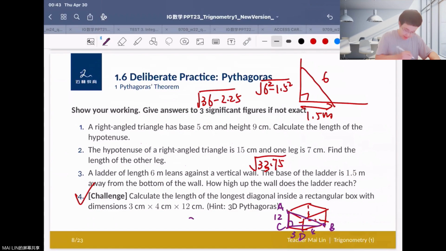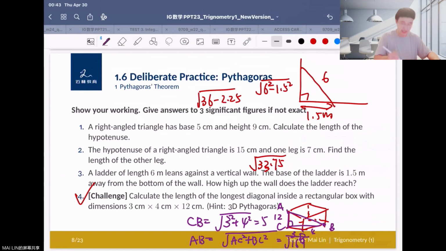The length CB is square root of 3 squared plus 4 squared, which equals 5. The length of AB is square root of AC squared plus BC squared, which is square root 169. So the final answer is 13.